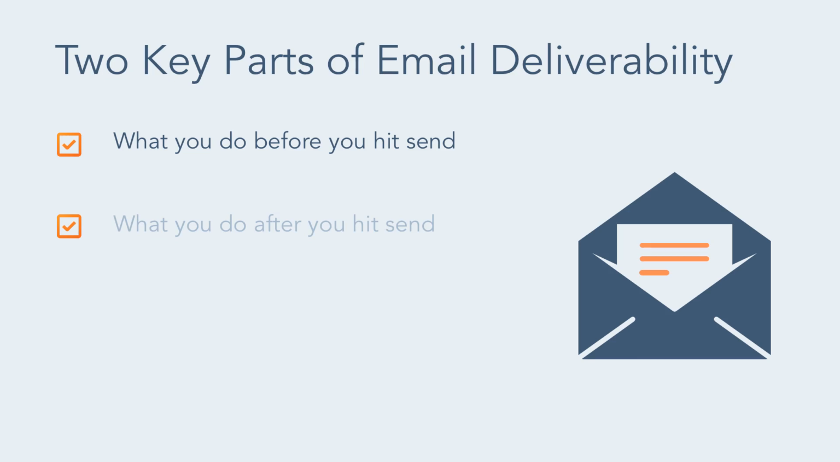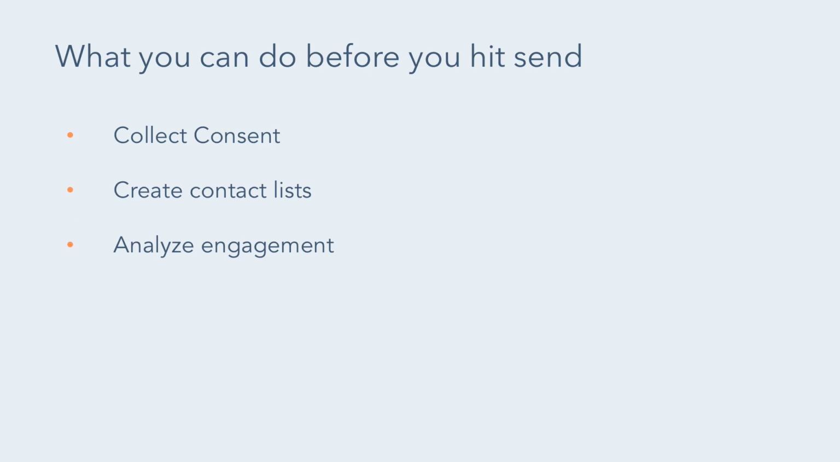First, let's dig into what you can do for email deliverability before you hit send on an email. Before you hit send, you want to do a few things. First, collect consent. Second, create contact lists. And third, analyze engagement. The first is collecting consent for you and your business.